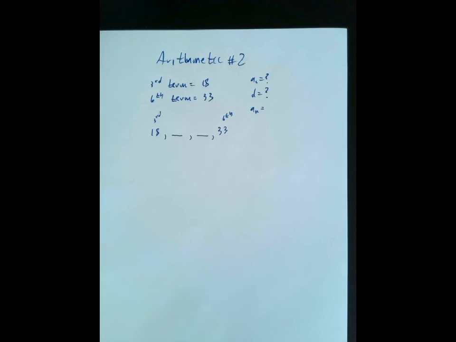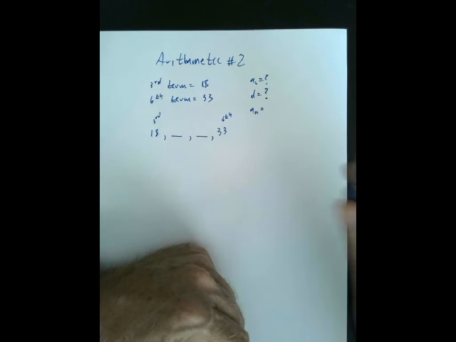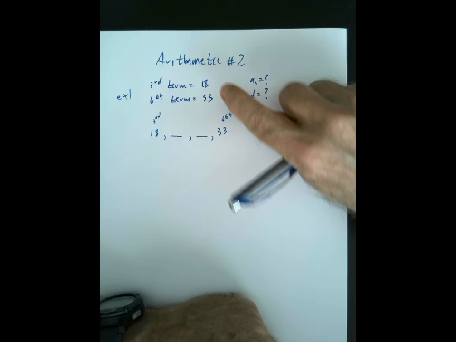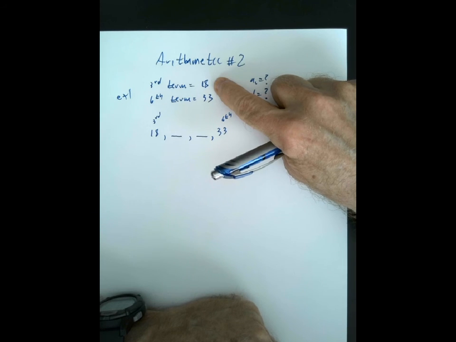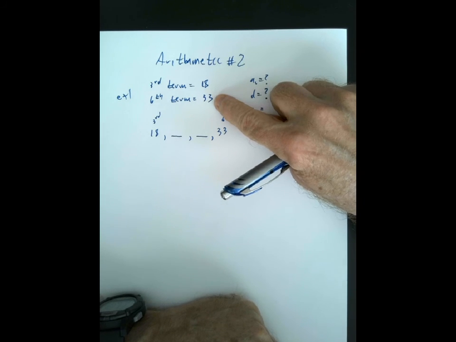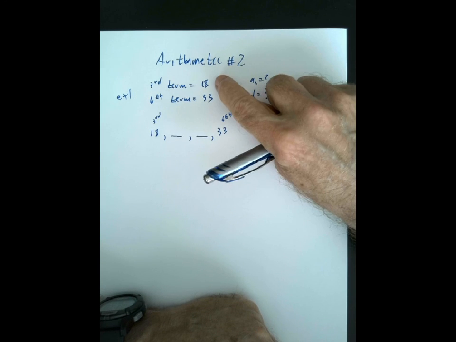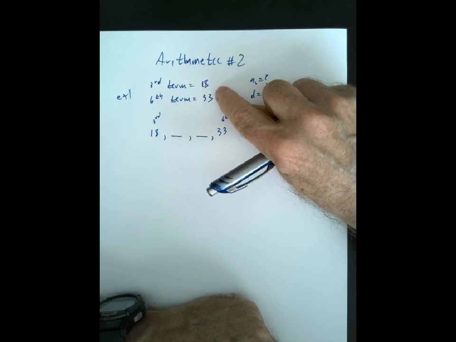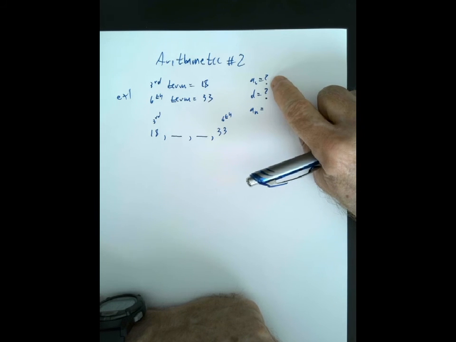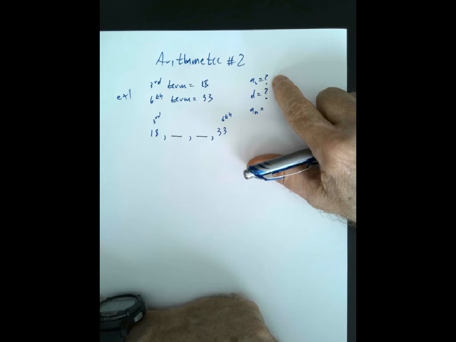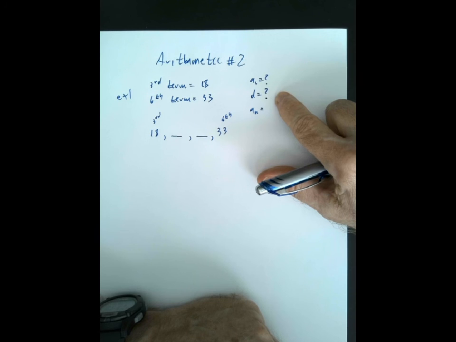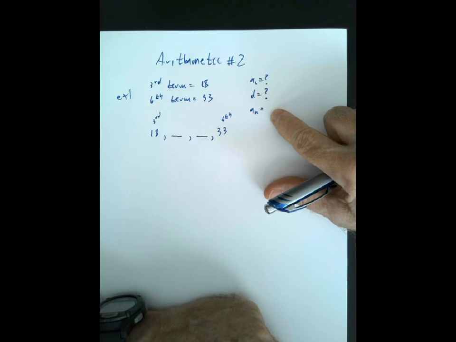Okay, so here we're going to tackle the second kind of advanced arithmetic sequence problem today. And that is this situation where, we'll call this example 1 of this video here, we're given the third term is 18 and the sixth term is 33. Okay, that's all we know. We know it's an arithmetic sequence, and we're supposed to calculate, just based on knowing those two numbers, what the first term of the sequence is, what the common difference of the sequence is, and what a general formula for the sequence would be.